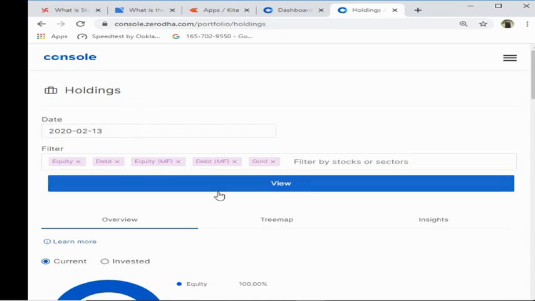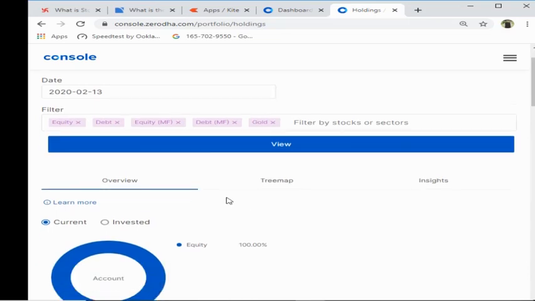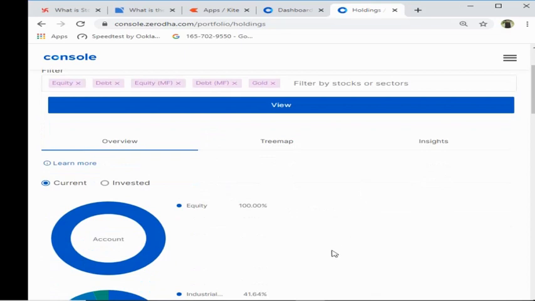But as you can see, the majority of my funds are invested only into the equity market. In fact, 100% of the portfolio is invested into the equity segment itself, right? So the entire portfolio is invested into the equity segment, no investment in futures, options or any other segment.